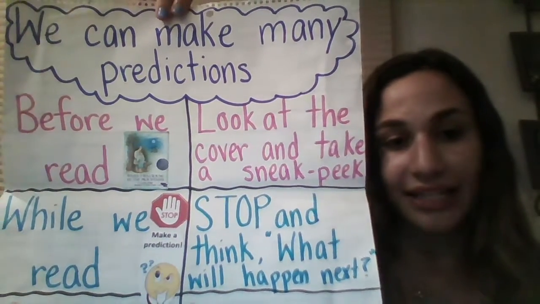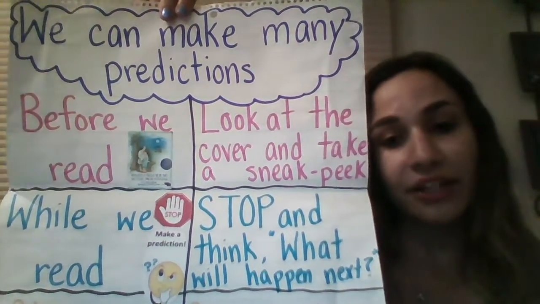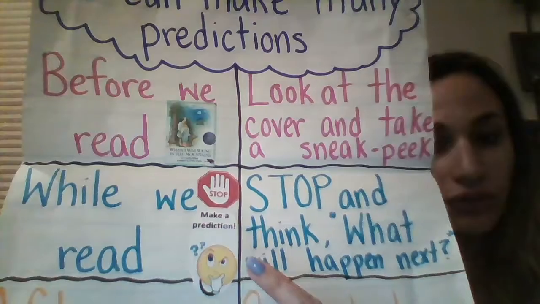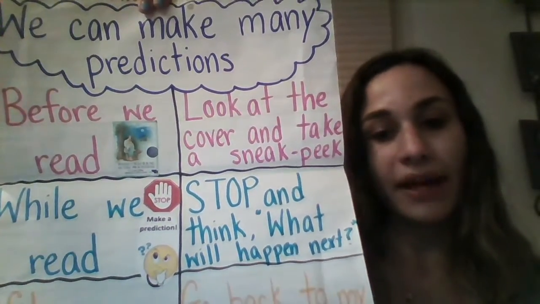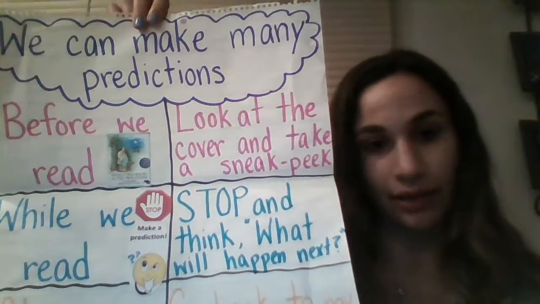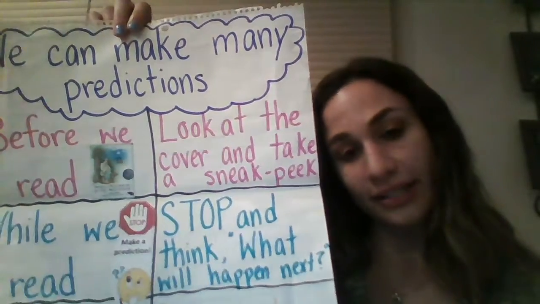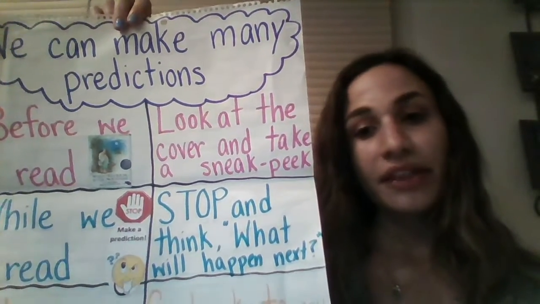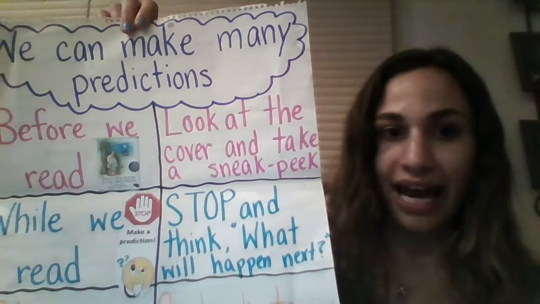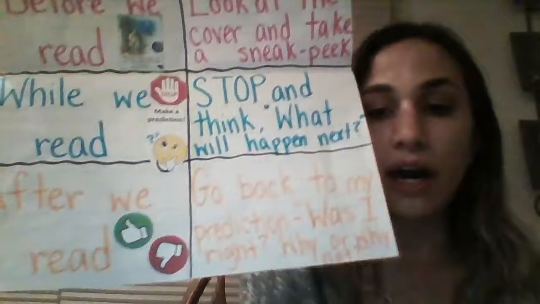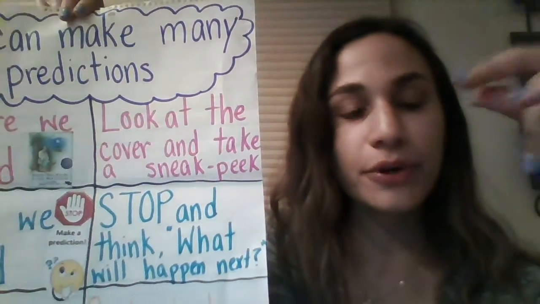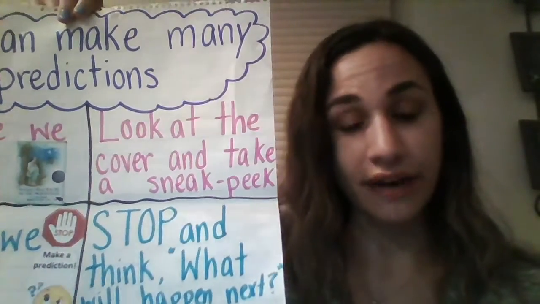Then they jotted that down, and then while they read, this bookmark was given to all students that says stop, make a prediction, and they were told to stop and think what will happen next, and they were using what they've read so far in addition to their sneak peek. This took place on the first day. Some of the higher level students were able to then continue reading the chapter of the book or the entire book depending on their level.